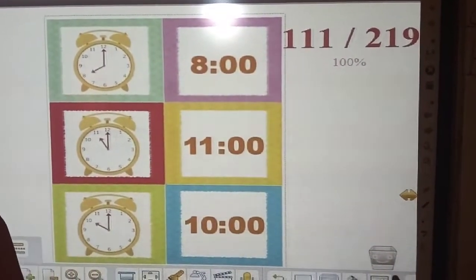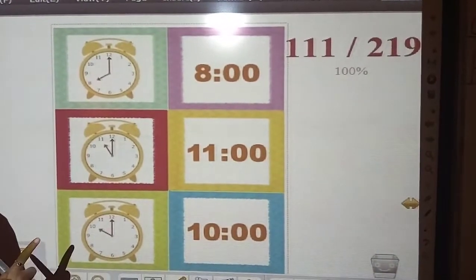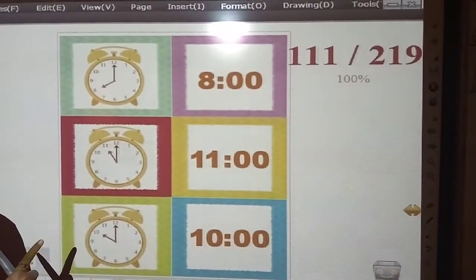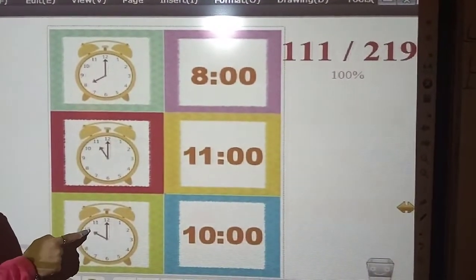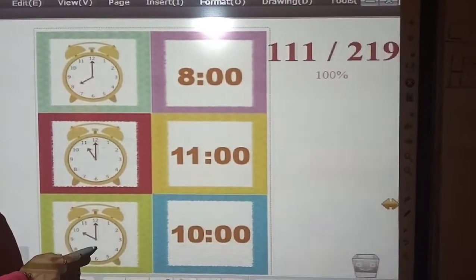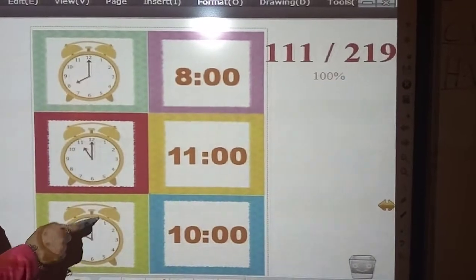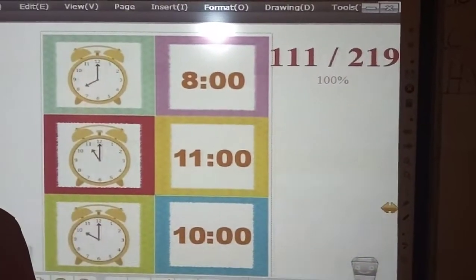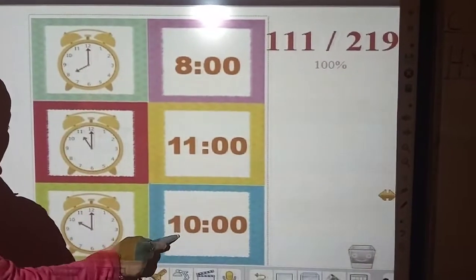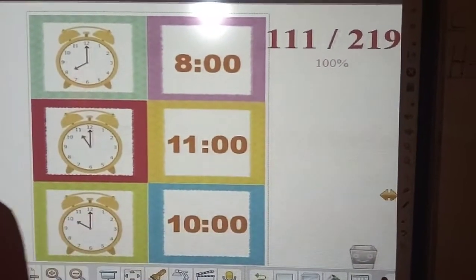The last one here. Step number 1. Can you tell me step number 1? Yes, excellent. The short hand points to 10 and the long hand points to 12. Means 10 o'clock. And how will we write it? 10, 0, 0.